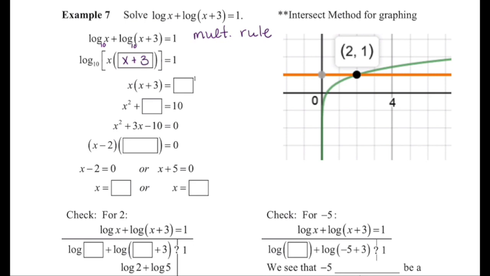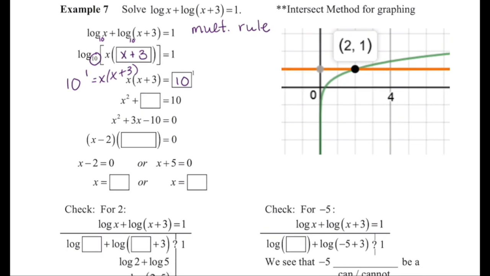I then can rewrite this using exponents. So 10 to the power of 1 equals x times x plus 3, or vice versa, just flipping it over. 10 to the power of 1 is still 10. I can distribute, so I have x squared plus 3x. Then subtract 10, and now all of a sudden I have a quadratic.